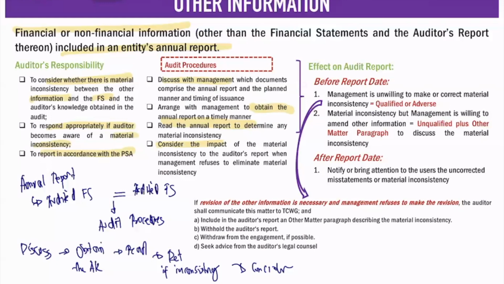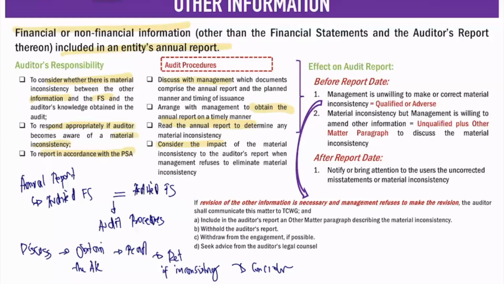So again, there is an annual report which contains now your audited FS. Based on that annual report, we look at whether the audited FS is consistent with what is provided in the annual report. And how do we audit that? You first obtain the annual report, you read the annual report, and determine whether there is inconsistency between the annual report and the audited FS, and look now into the impact of that particular inconsistency.